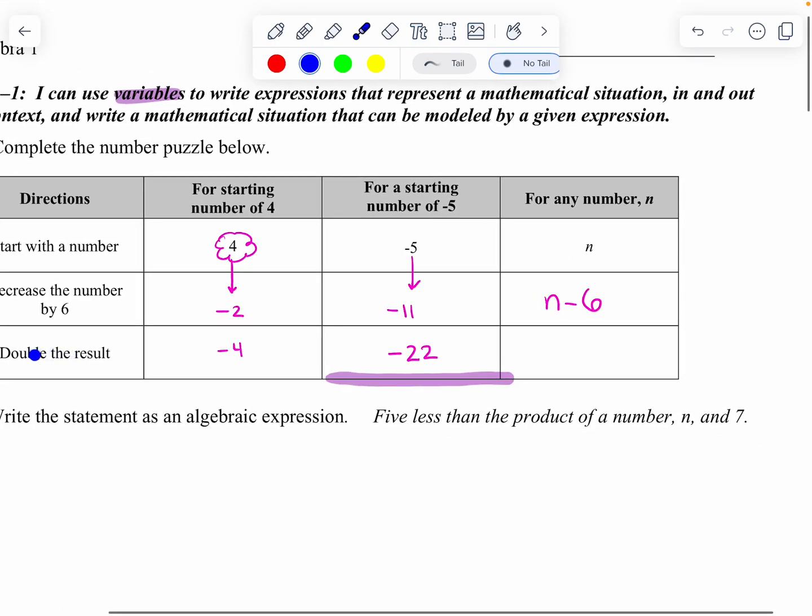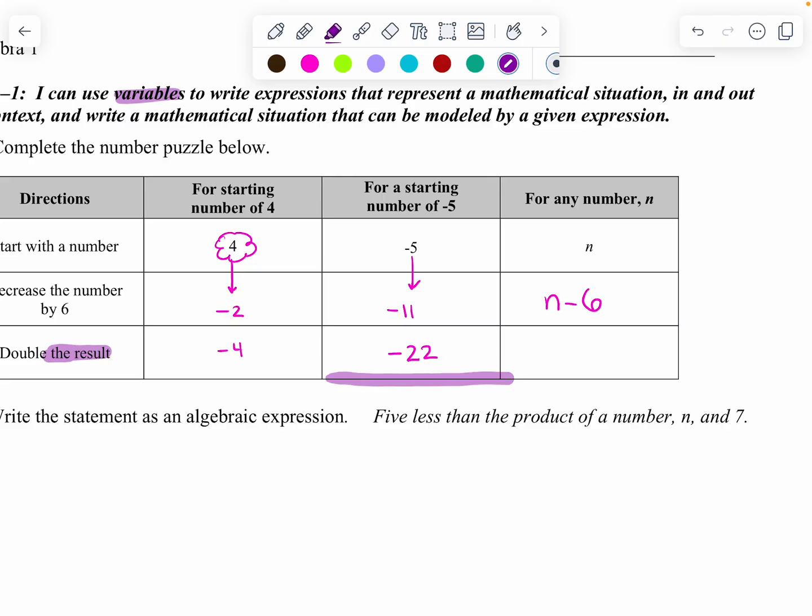All right, now it says to double the result. Remember, I think I said this in class, but I'm saying it again here: the result means whatever is in that box. So I see 2 things in that box. I see an n, which I have to double, so now I have 2n, and I have to double that -6, or I have to double that 6 and bring the minus sign with it.